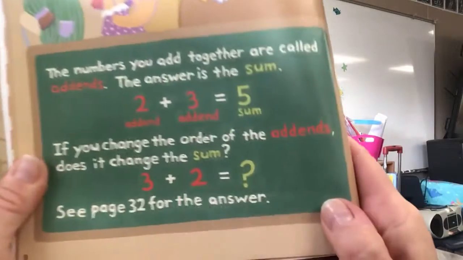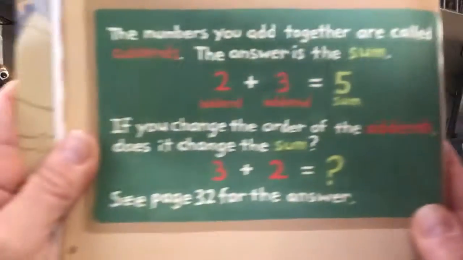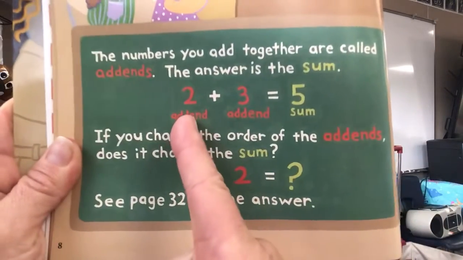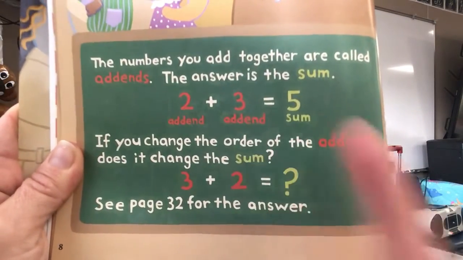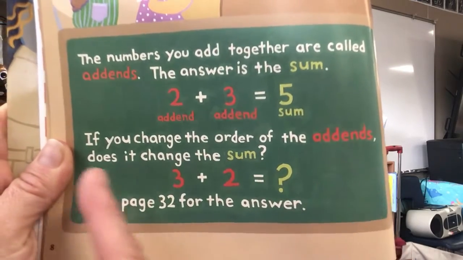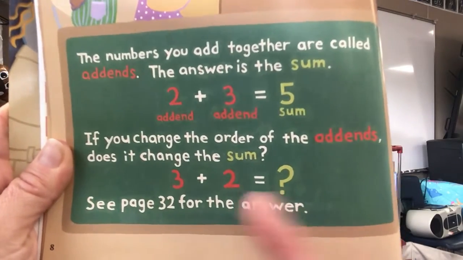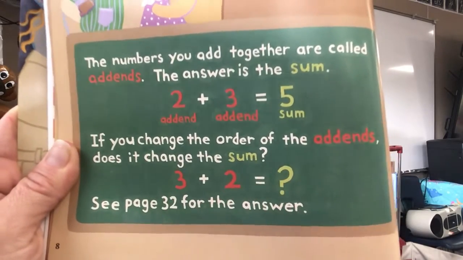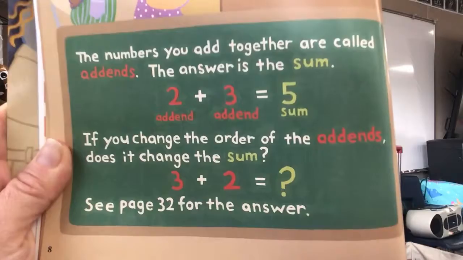The numbers you add together are called the add-ins. The answer is the sum. 2 plus 3 equals 5. If you change the order of the add-ins, does it change the sum? So if you switch those numbers, 3 plus 2 equals 5. Because it's a fact family. And I'll show you what a fact family is.